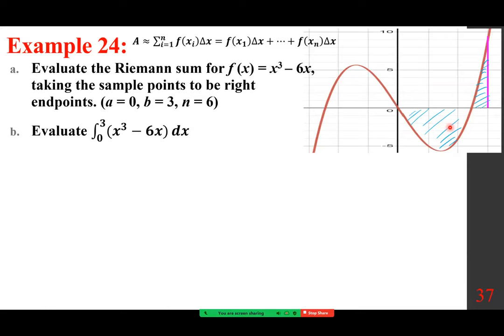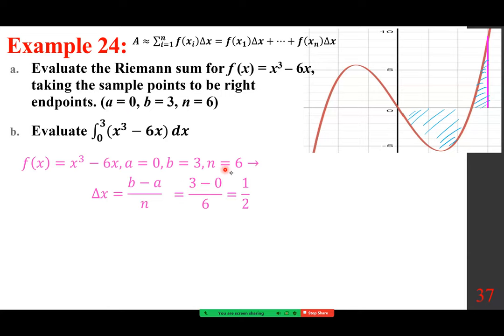All right, so first and foremost, what is my function? f of x is x cubed minus 6x. What is my a? 0. What is my b? 3. So we can calculate delta x as b minus a over n. In this case, n is 6. So 3 minus 0 over 6, and we get 1/2. x sub i is a plus i delta x. We're going to use it for the next page.